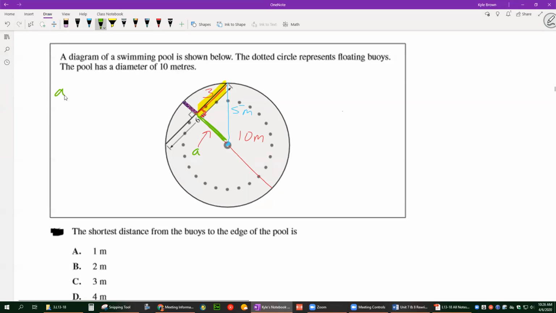So we'll say A squared is equal to 5 squared minus 3 squared. So that's going to be A squared is equal to 25 minus 9. So A squared is equal to 14. And then square root. So the square root of 14. You get A is equal to 3.7.